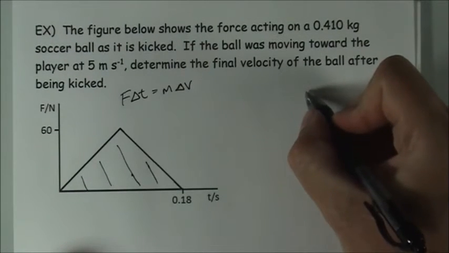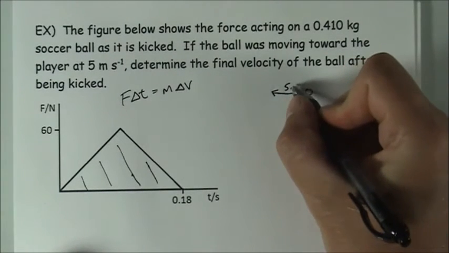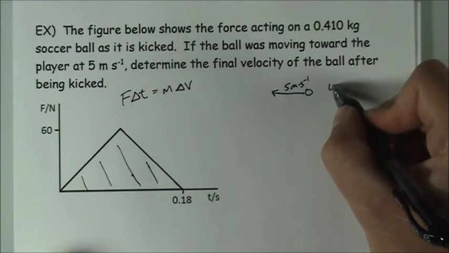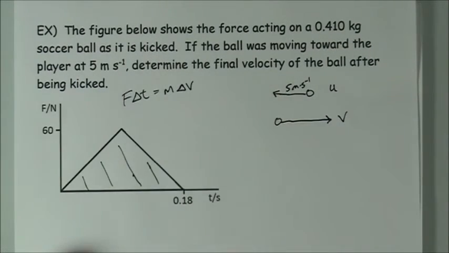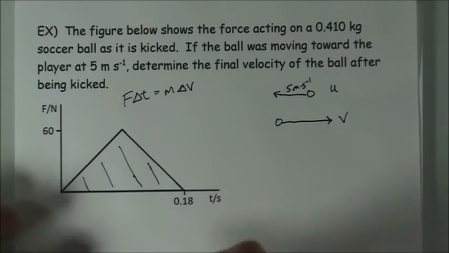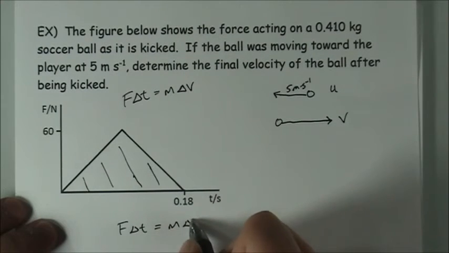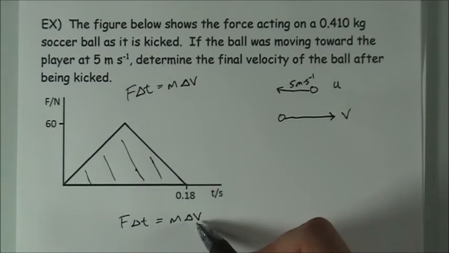So in this situation, I'm just going to draw a little diagram to help visualize it. A ball is going to come in at 5 meters per second. This is my initial velocity. The ball gets kicked, it goes out with some new velocity, which I don't know the value of right now. Okay, so the first portion is pretty easy, right? Because it's just F delta t equals m delta v. Now, I could, right at this moment, break up the delta v into v minus u.